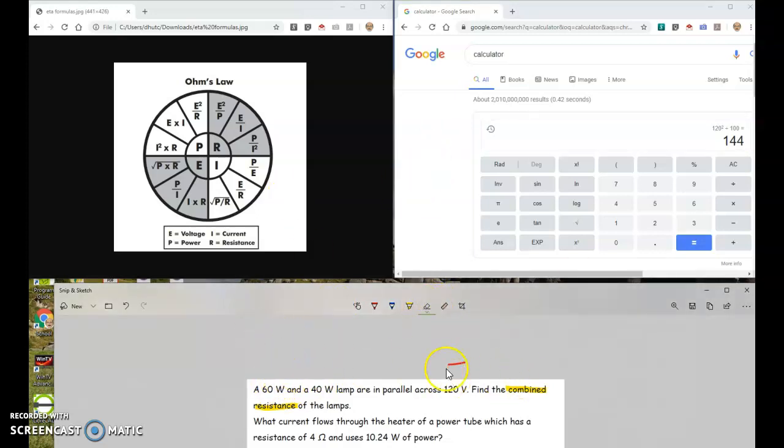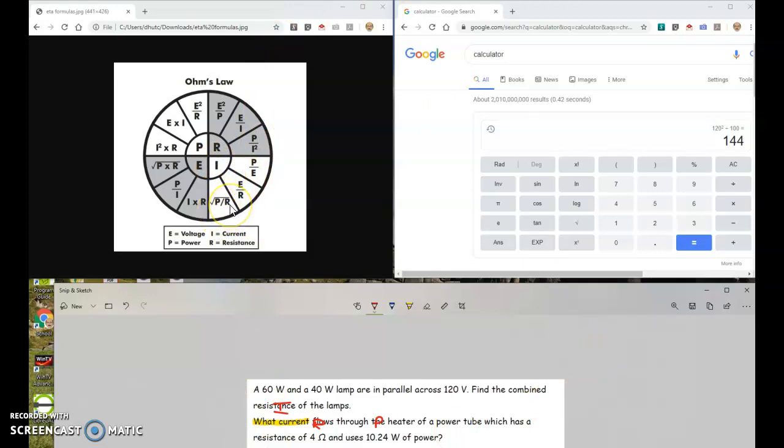We'll take a look at the next problem here. What current? So again, we're trying to find the current. And current is I. And it flows through a heater of a power tube, which has a resistance of 4 ohms. So resistance is R. And uses 10.4 watts of power. So that's P. And so let's look at the formula here for I when we know P and R.